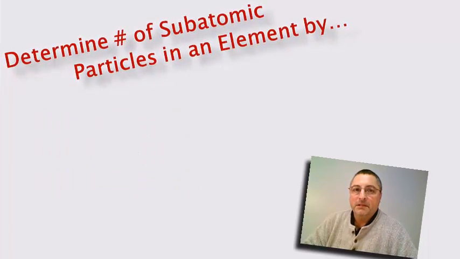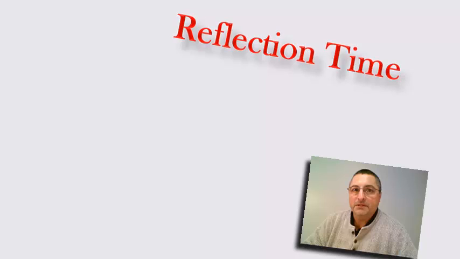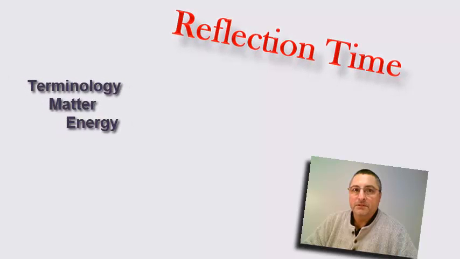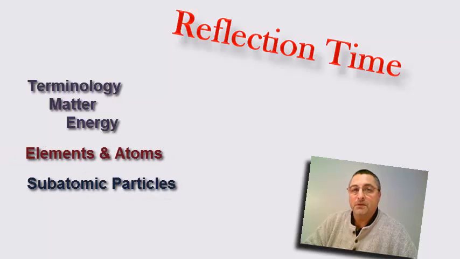Go back, take a look at the terminology that we began with, energy and the forms of energy, the types of energy, what matter is, and go back and take a look at how we described elements, how we described atoms, what subatomic particles are, what the different types of subatomic particles are, and how we can get them from the periodic chart. Now I got a question for you.